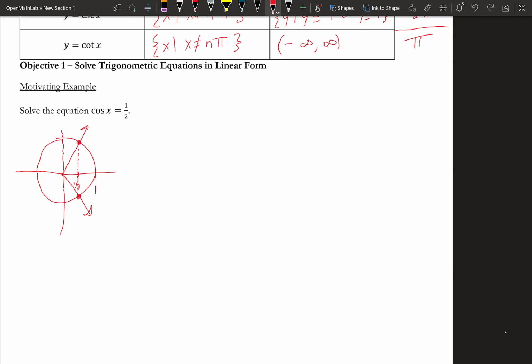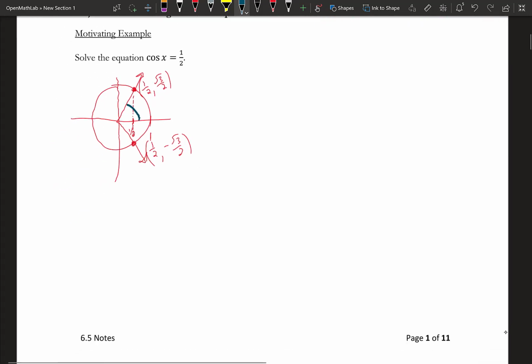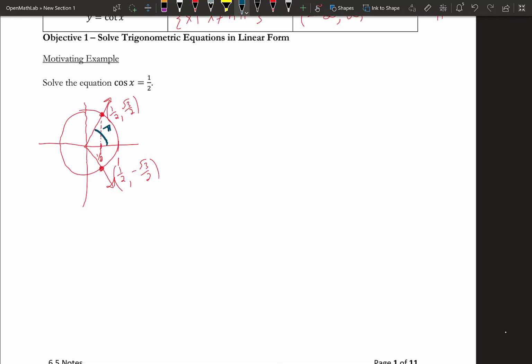So this point would actually be 1/2 comma radical 3 over 2. And this point would be 1/2 comma negative radical 3 over 2, right? So this is from the unit circle, where this angle here is pi over 3. And then this angle all the way over here, that's 5 pi over 3, right? So this is just from the unit circle, just pulling out those points.